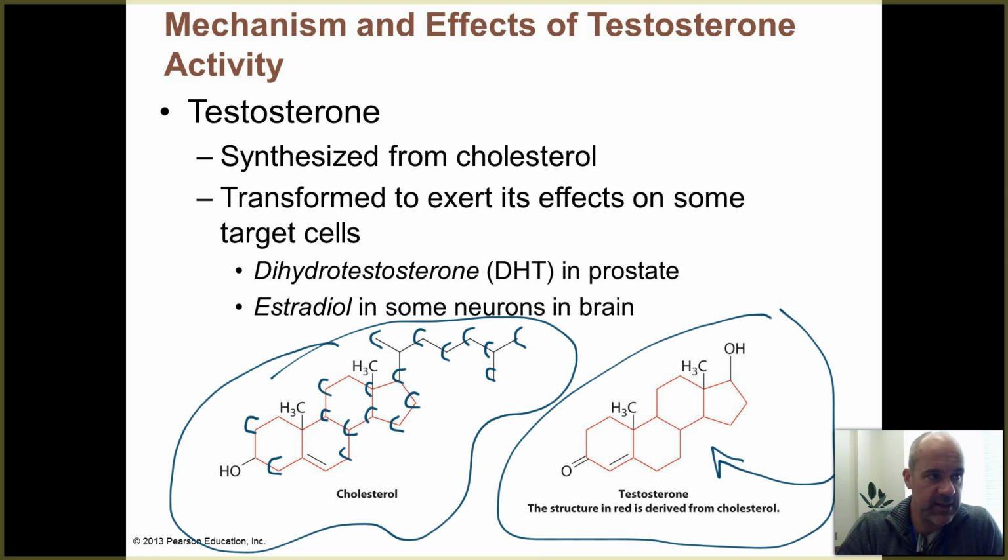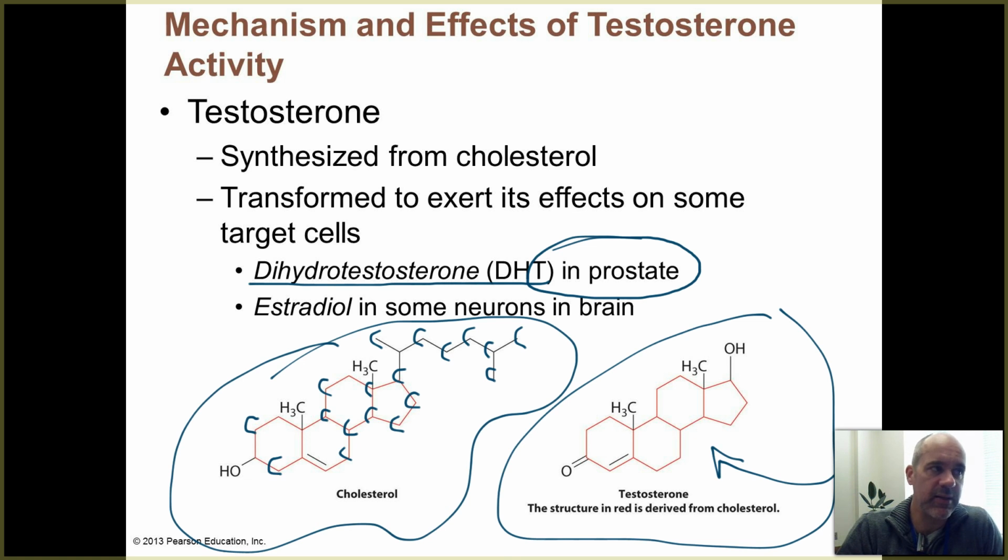When testosterone leaves the testes, it actually gets transformed in other tissues, and much of it gets converted to dihydrotestosterone. So it's slightly modified. A couple of extra hydrogen atoms are added to it, and that's the form that acts on the prostate gland. So proper prostate function is dependent on these DHT versions of testosterone.